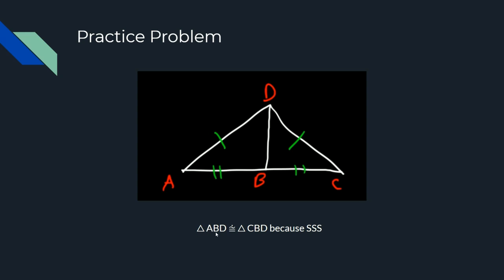We can input other lettering in here based on just the symbols. You see triangle ABD is, because there's no line through it, congruent to triangle CBD, and I added because SSS, which is side, side, side.